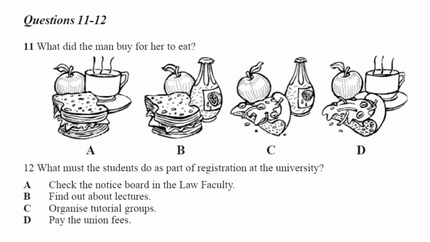Oh, well, in order to register, we've got to go to the law faculty and get this card stamped, and then go back to the admin building and pay the union fees. That means we're registered. After that, we have to go to the notice board to find out about lectures, and then we have to put our names down for tutorial groups and go to the library. Oh, no, great. Well, first let's sit down and have our lunch, eh?